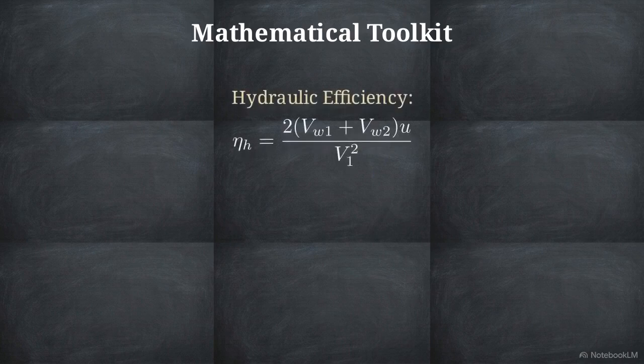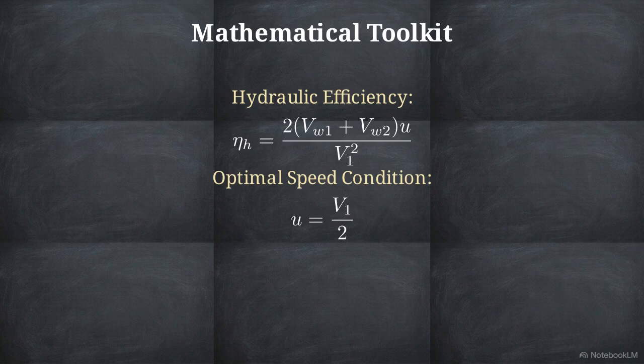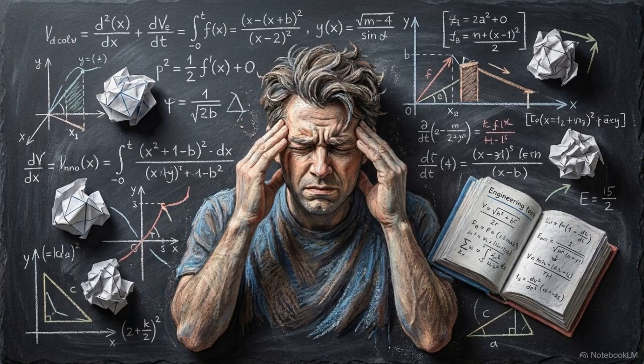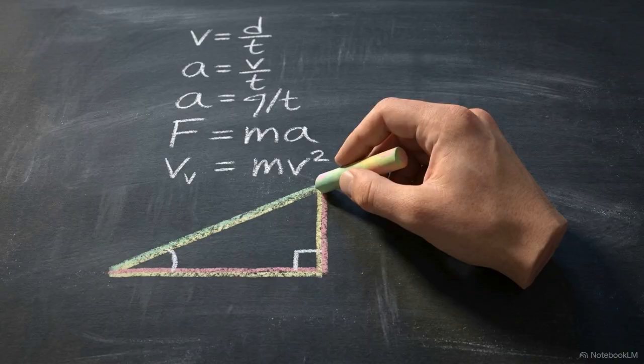Once those velocity vectors are established, the rest of the toolkit follows. You'll need the hydraulic efficiency equation, the condition for maximum efficiency, where the bucket moves at exactly half the speed of the jet, and the resulting maximum efficiency formula. Trying to memorize these equations without understanding the physical geometry often leads to mistakes. Trusting the velocity triangle is the only reliable way to construct your math and avoid sign errors.